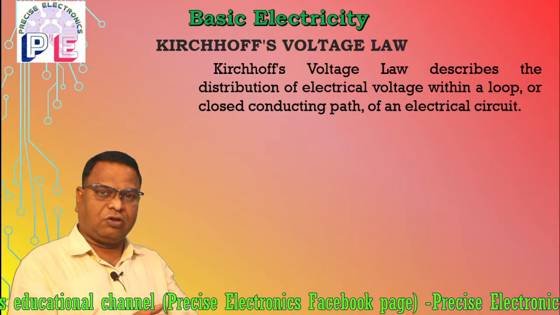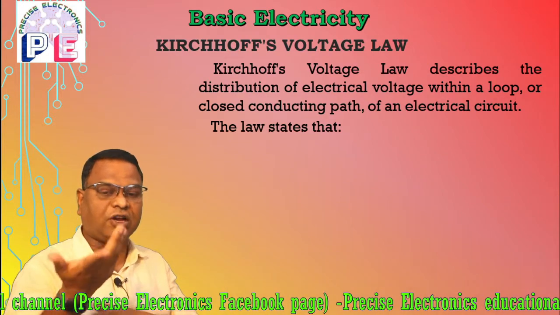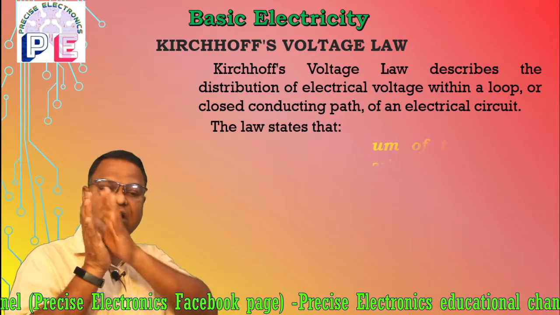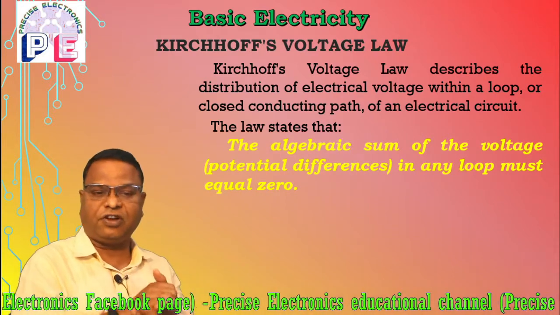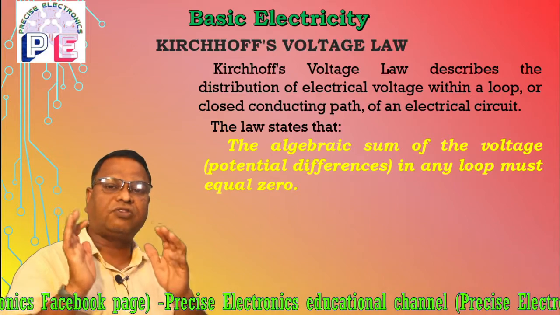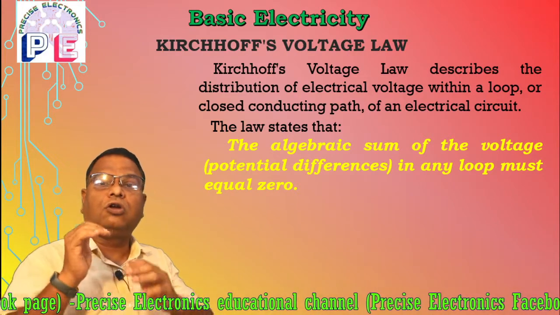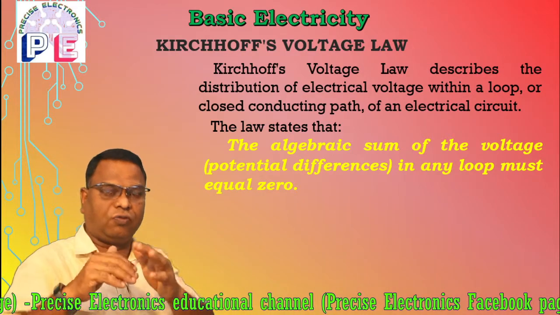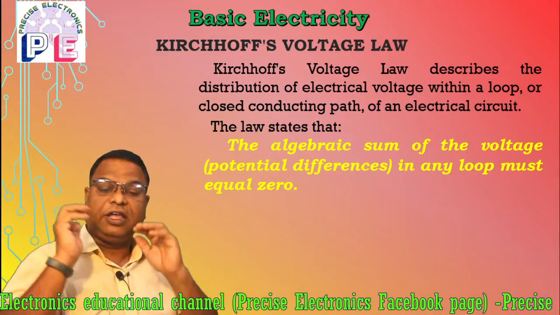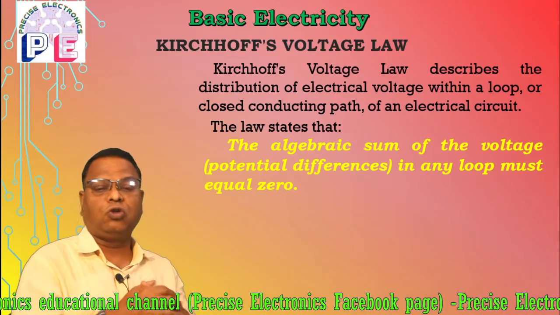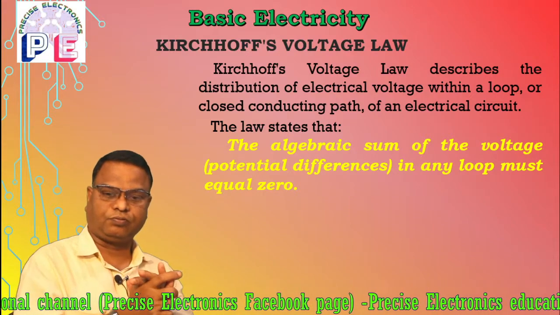What is the statement of Kirchhoff's second law? This law states that the algebraic sum of the voltages, or potential differences, in any loop must be 0. The algebraic sum of the potential drops in a closed loop is always 0.